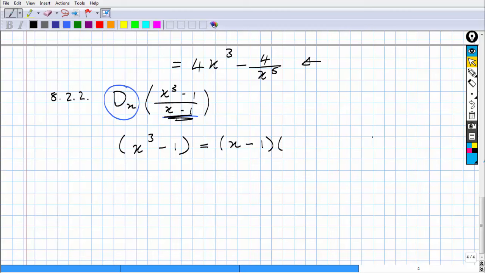So x minus 1 times what gives us x to the power of 3 minus 1? Well, the good news is x times x squared gives us x cubed, and 1 times minus 1 gives us minus 1. So we've got the first few pieces. And then this guy here, we're just going to have it as an x.